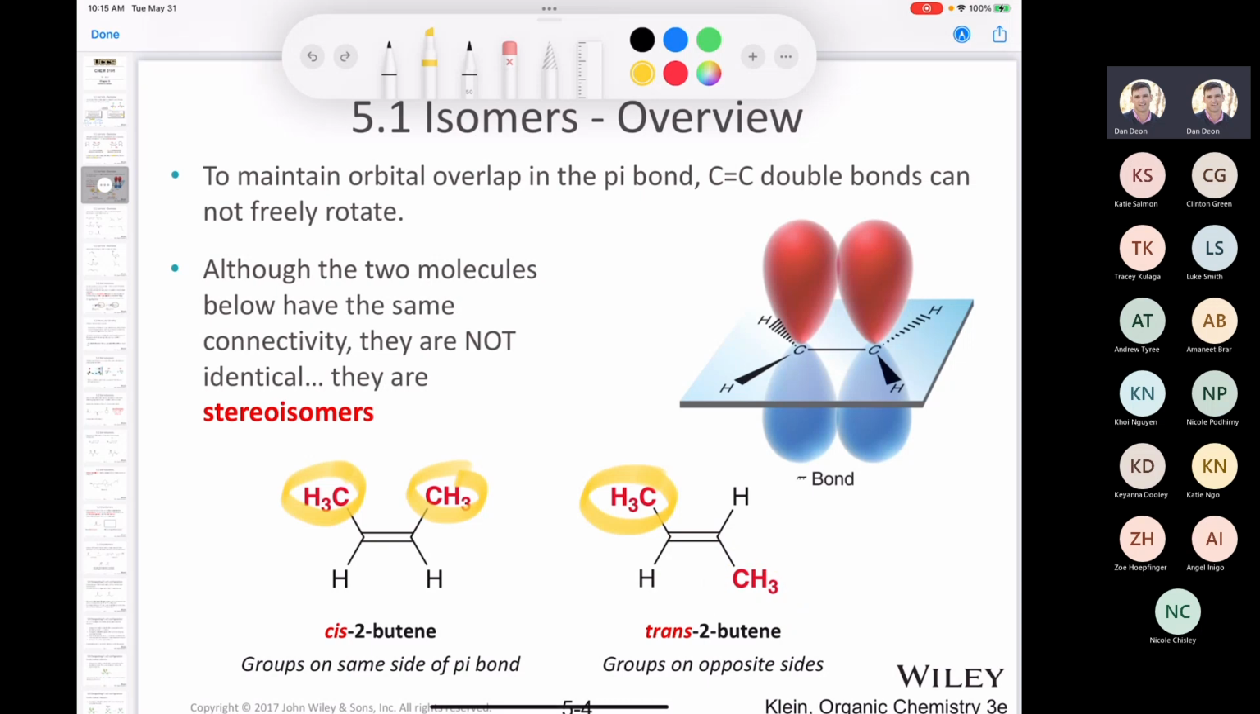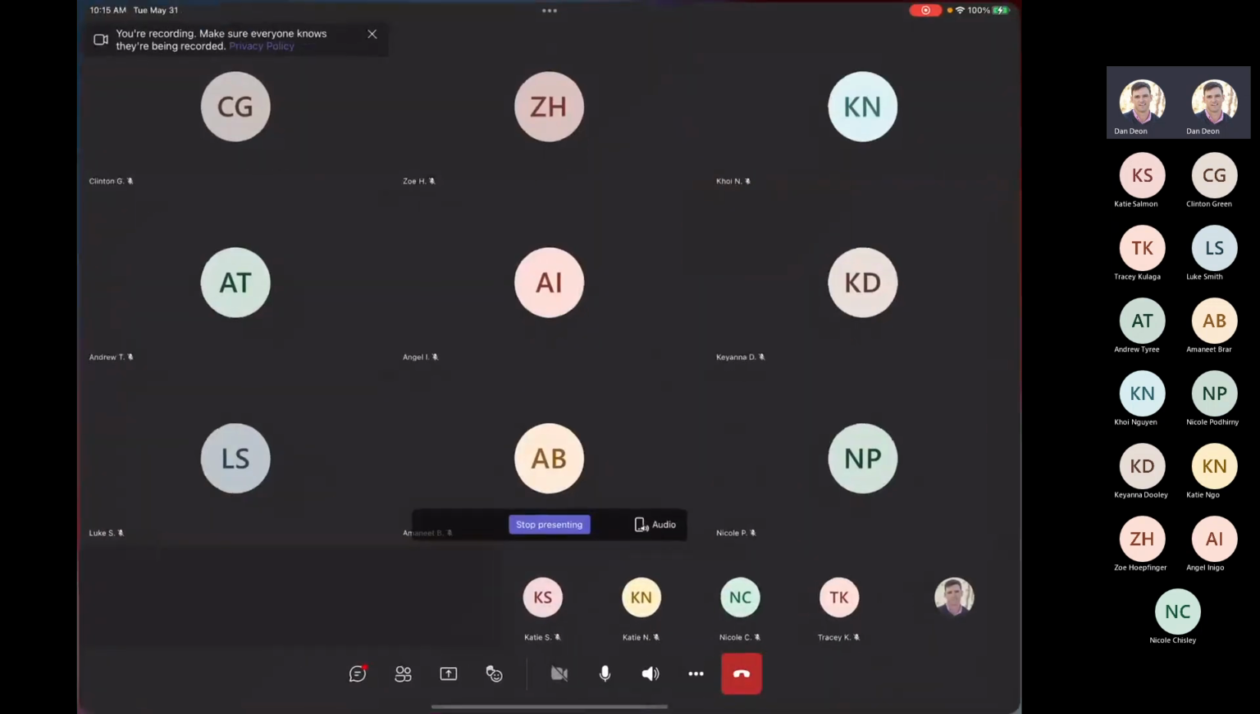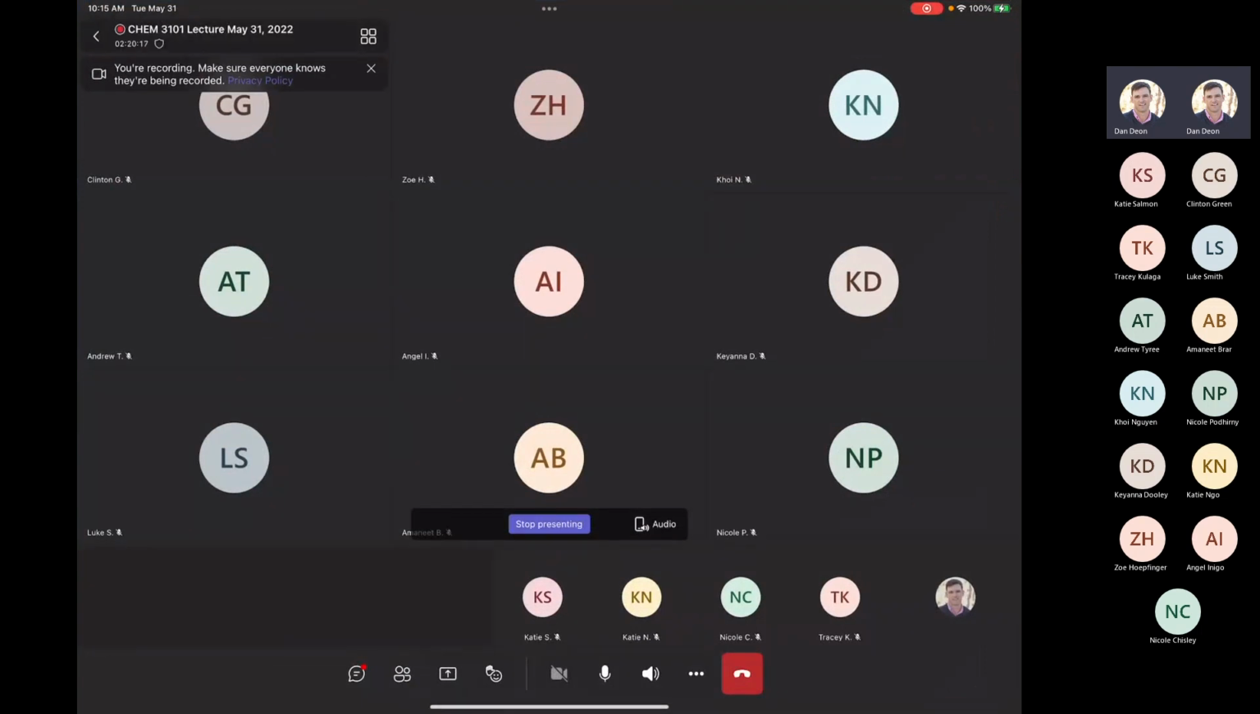these are also stereoisomers. Why are they stereoisomers? They both have the same connectivity. They are both a methyl group followed by a CH, a double bond, another CH, and another methyl group. However, their arrangement of the atoms in space differs from one another. Let's go back to the camera, and I'll show you a model of cis-trans isomers.